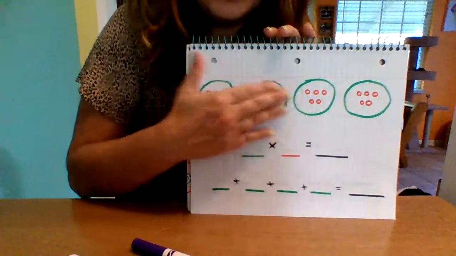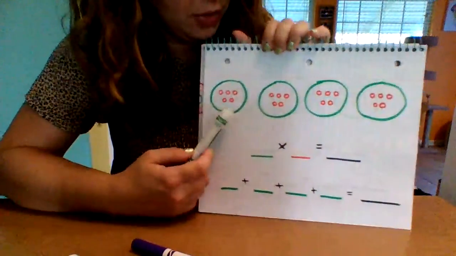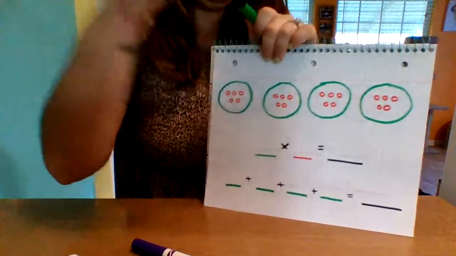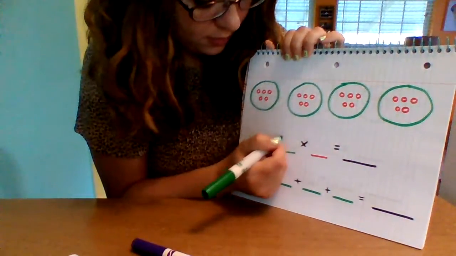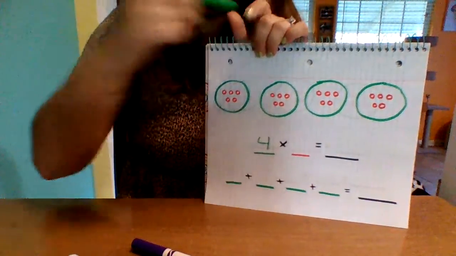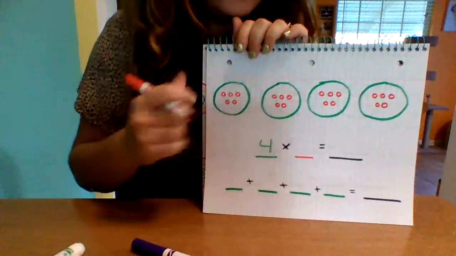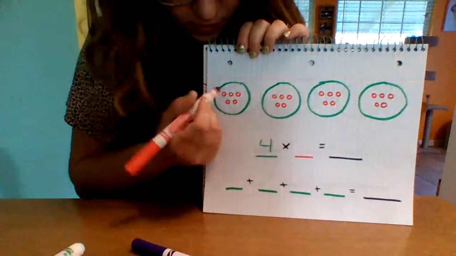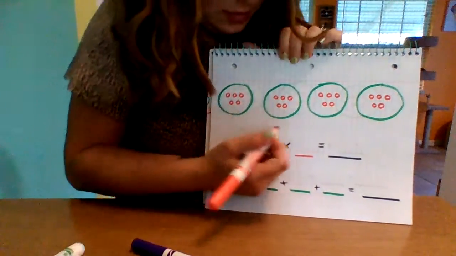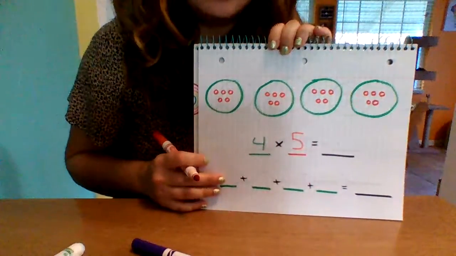So when we're writing a multiplication equation about this picture, when it comes to equal groups, what you want to do is count the groups. 1, 2, 3, 4. 4 groups. Times the number that is in each group. So how many counters are in each group? Not total, in each one. There's 1, 2, 3, 4, 5. 5 counters in each group. So we have 4 groups of 5, or 4 times 5.